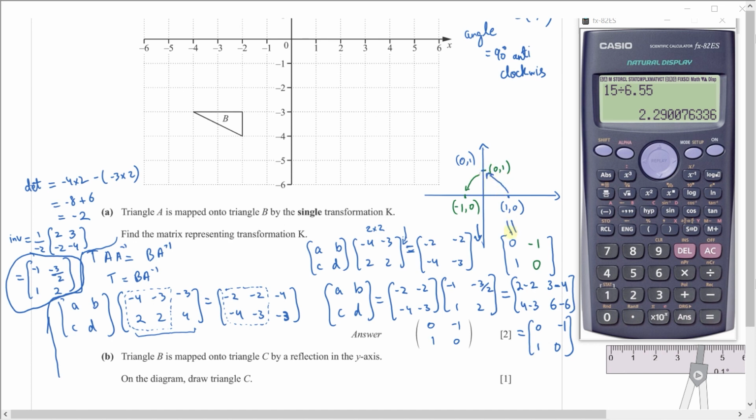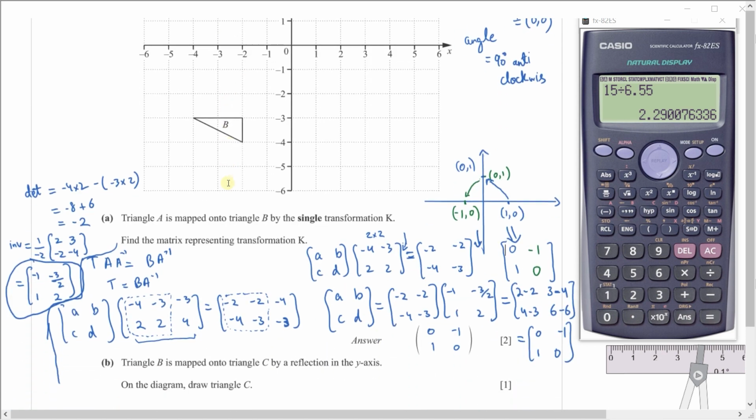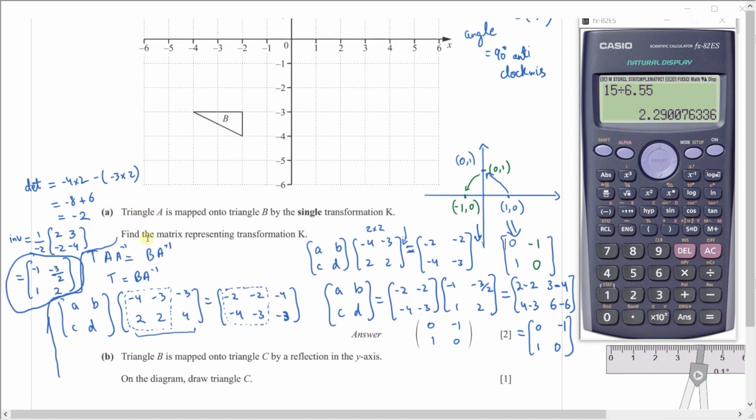So they end up in this location. 1 0 goes to 0 1, 0 1 goes to minus 1 0. So this is your transformation matrix for the rotation that is applied to triangle A to get triangle B. But if you can't really understand by observation whether it's rotation, reflection, or whatever, you can use this matrix method as well, where you apply this transformation T to triangle A to get B.